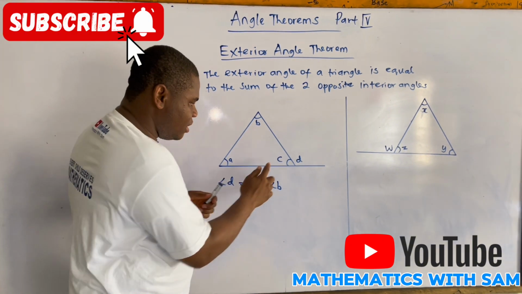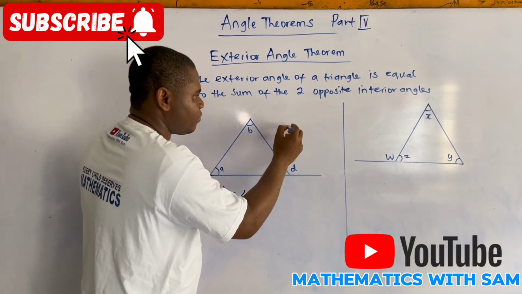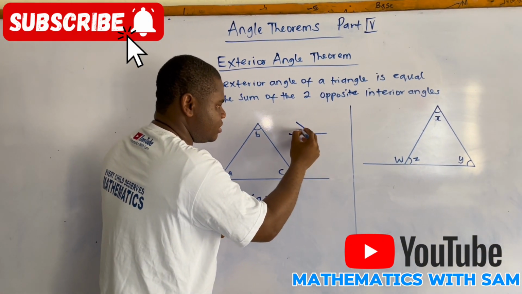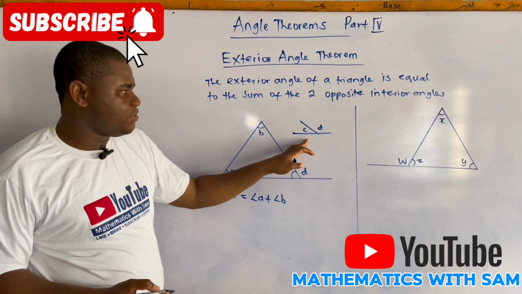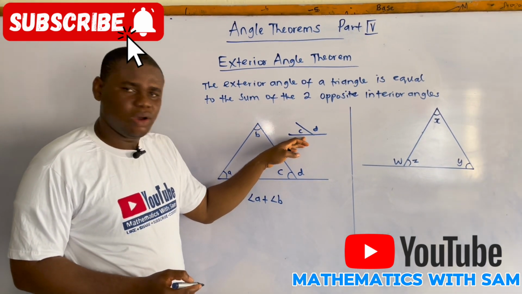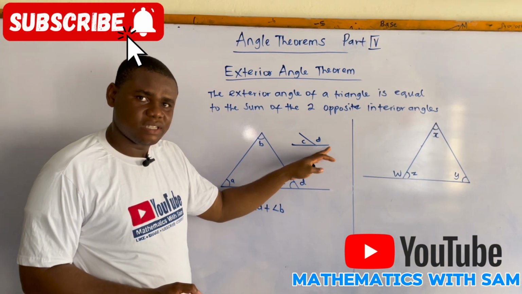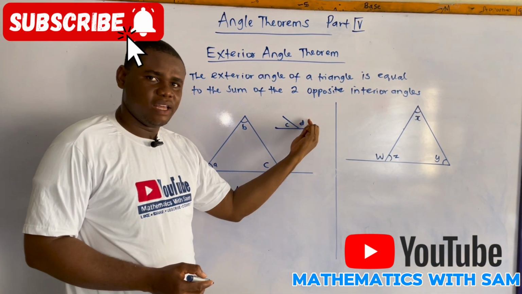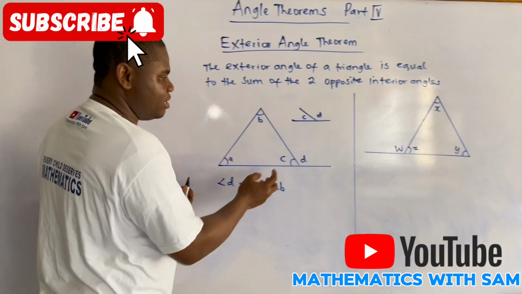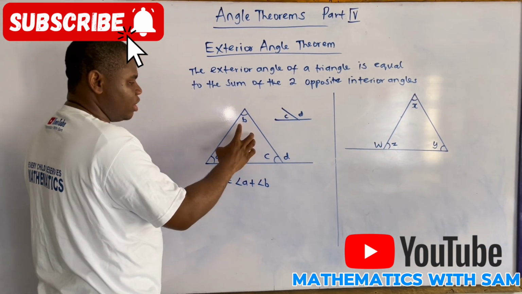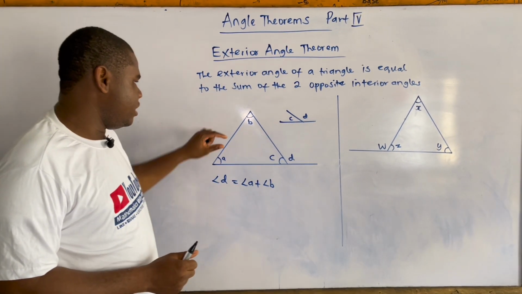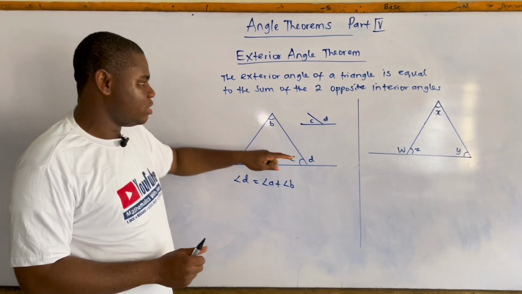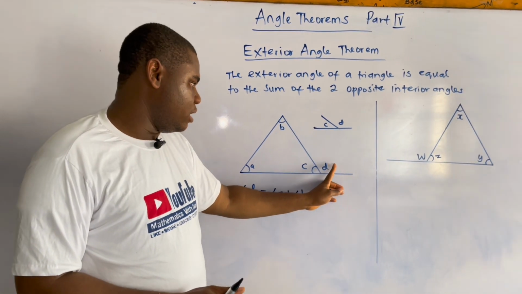Don't forget that C and D, there is an angle on a straight line there. It therefore means that if C has taken a part from 180 degrees, the remaining one is for D. That means, alternatively, that D will be equal to the sum of A and B. So the two interior opposite angles are also equal to angle D.